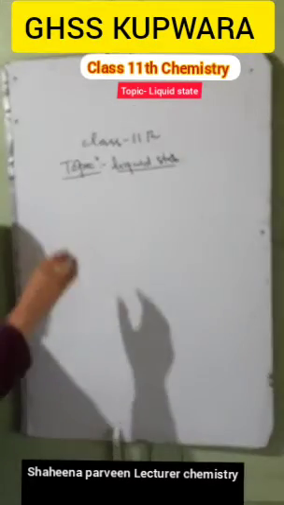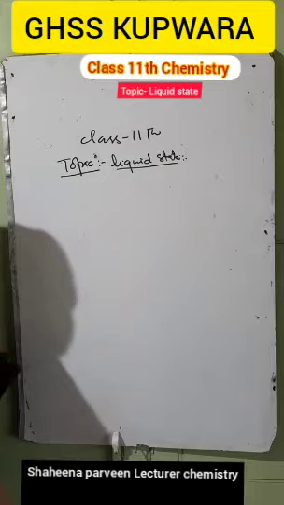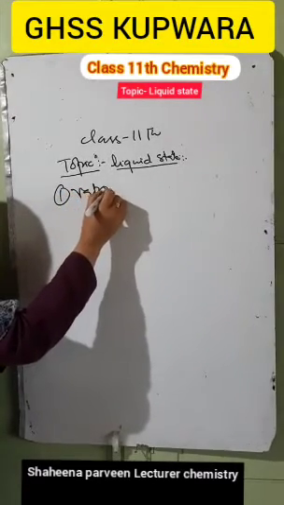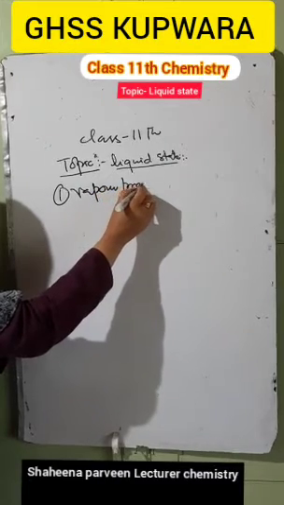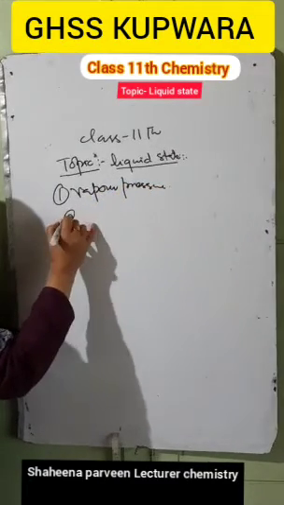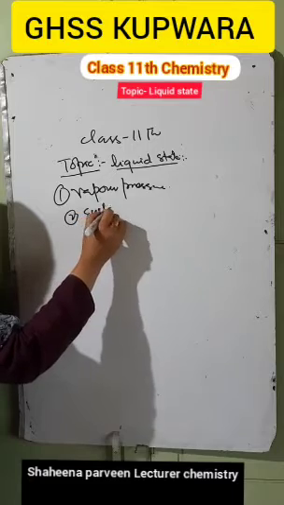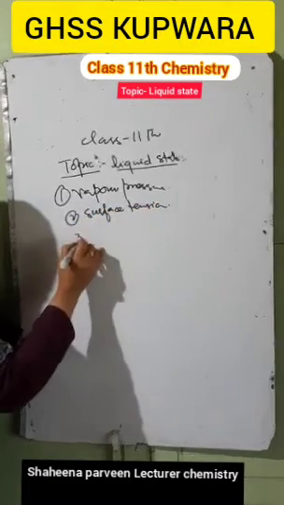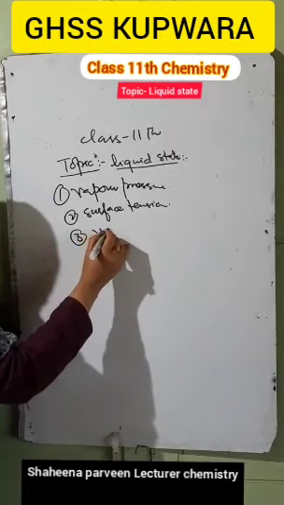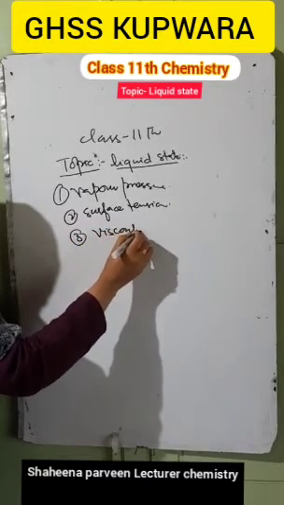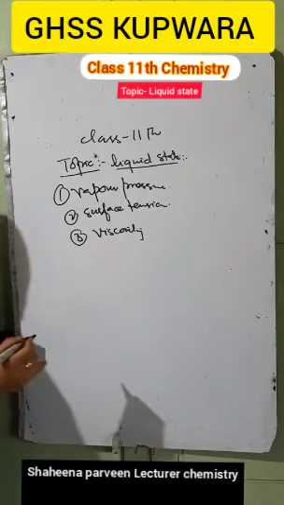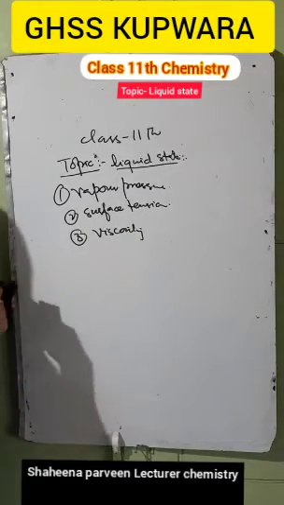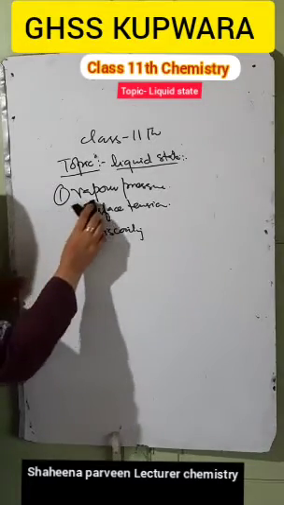लेकिन हमें liquid state में तीन important properties discuss करनी हैं. Number first is the vapor pressure. Number second, that is surface tension. And number third, that is the viscosity. अब हम ये तीन प्रॉपर्टीज अलग अलग से डिस्कस करेंगे. नंबर फर्स्ट, that is vapor pressure.